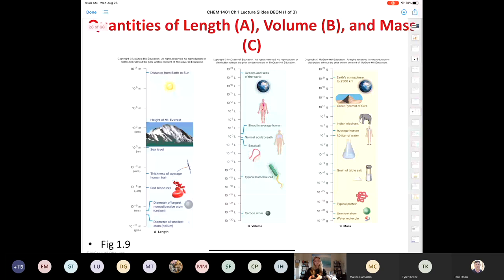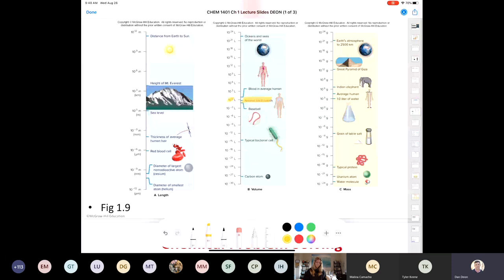The size of a normal adult breath is around 10 liters, 10 to the power of 0 is 10. And so 10 liters, and you can see that you go up a little bit from that. You have the amount of blood that's in the average human, and you can see the volume of the oceans and seas in the world is much higher, somewhere between 10 to the power of 21 and 10 to the power of 24. You go all the way down here to something really small, like the volume of a typical bacterial cell, which is really small. It's probably around 10 to the negative 14 or something like that, liters.